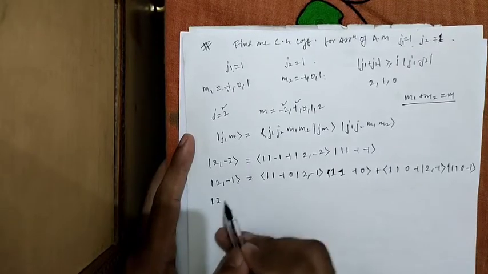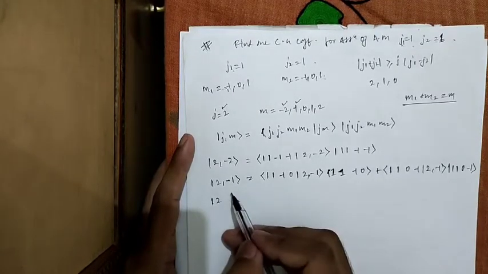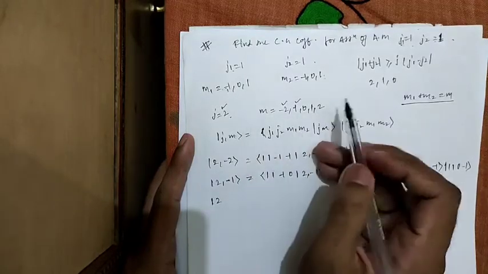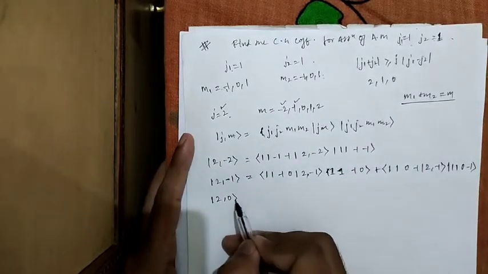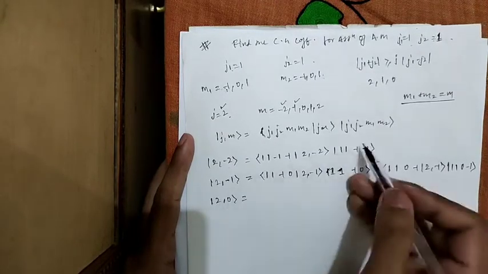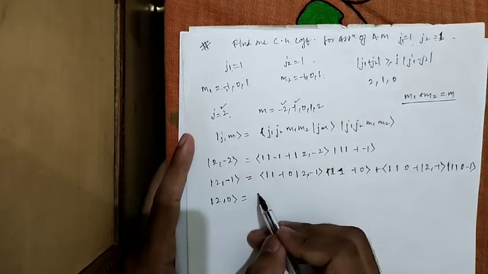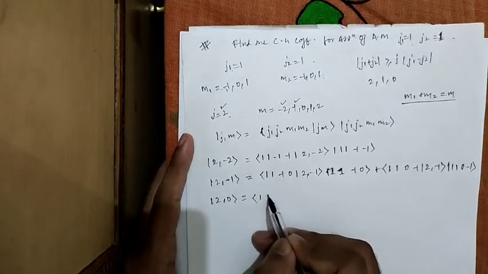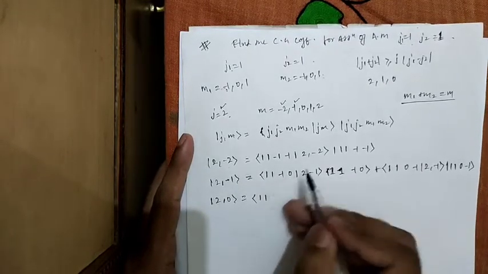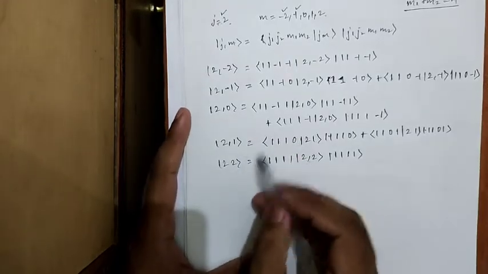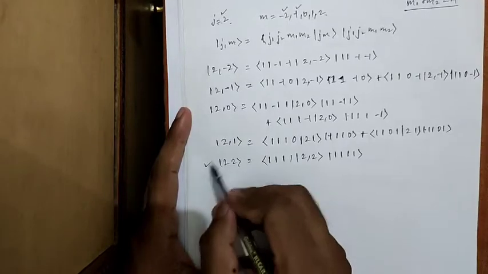In the same way you can do the combinations for 2, 0, 2, 1 and 2, 2. Let me write it quickly for you. And if you want to do it on your own, then please pause this video and try it by yourself to learn how to write these CG coefficients. Let's start with the CG coefficient values.